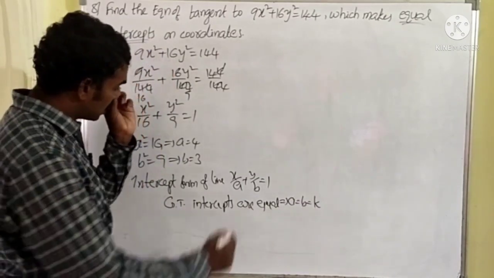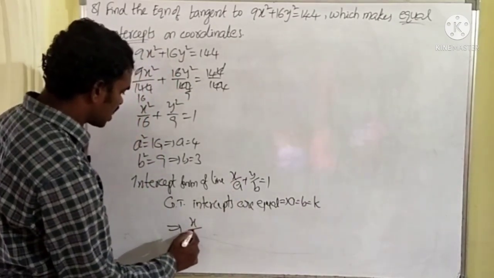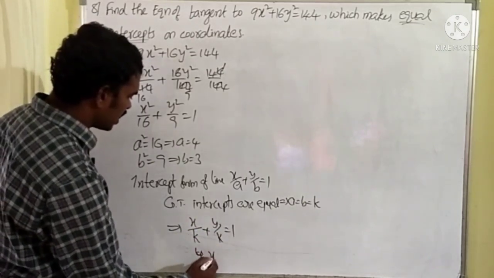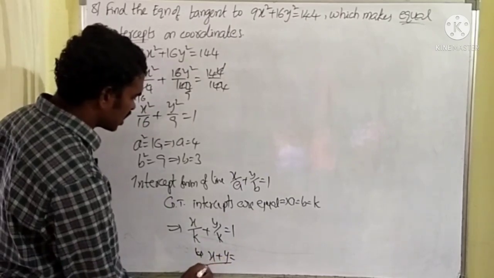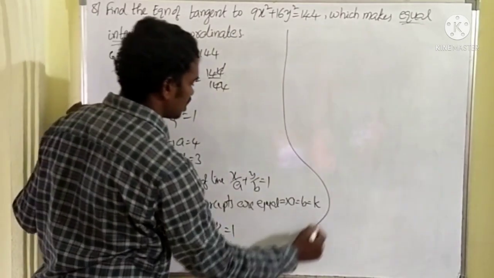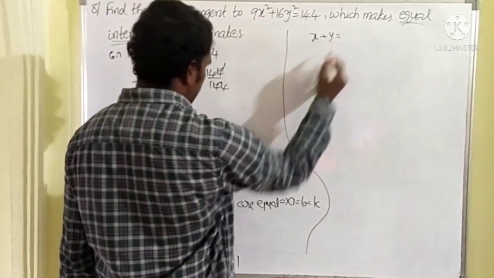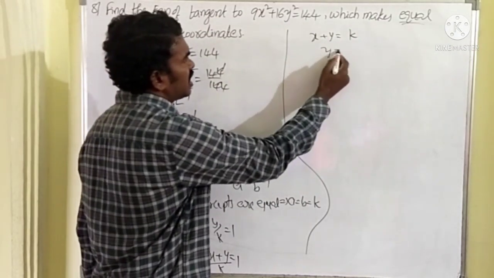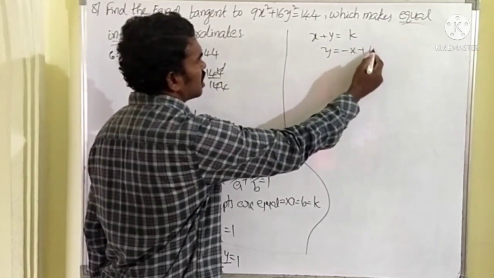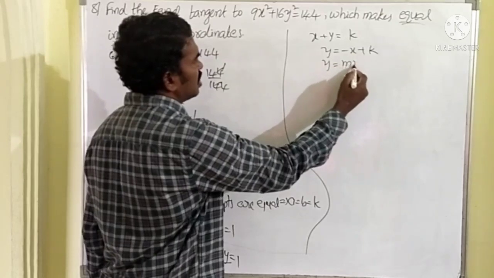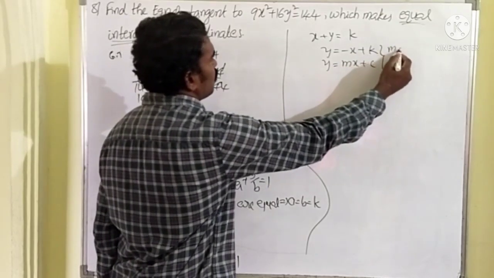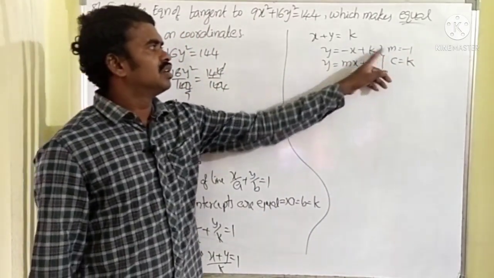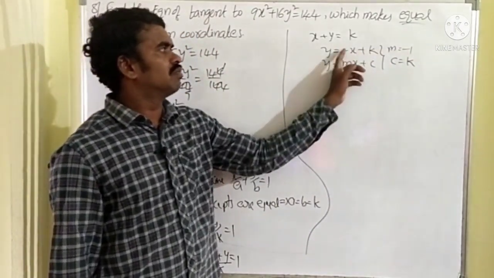So this line becomes x by k plus y by k equal to 1. That means (x plus y) by k equal to 1, and x plus y equals k times 1, which is k. Then y equals minus x plus k. Now comparing with the general equation y equal to mx plus c, what is the m value? Minus 1. What is the c value? k. The x coefficient is minus 1, so m equals minus 1.